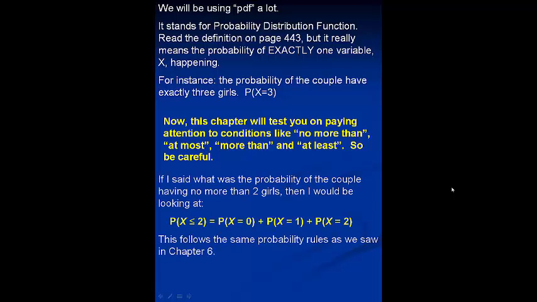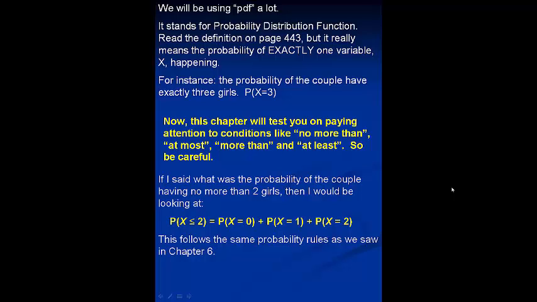Okay, now if I asked, what was the probability of the couple having no more than 2 girls, then I would be looking at the following equation. Now remember, no more than 2 girls. Does that include 2 girls? Yeah, that's acceptable. So when we write it up, it's the probability of x is less than or equal to 2. And what that can mean, we can have 2, or 1, or 0.